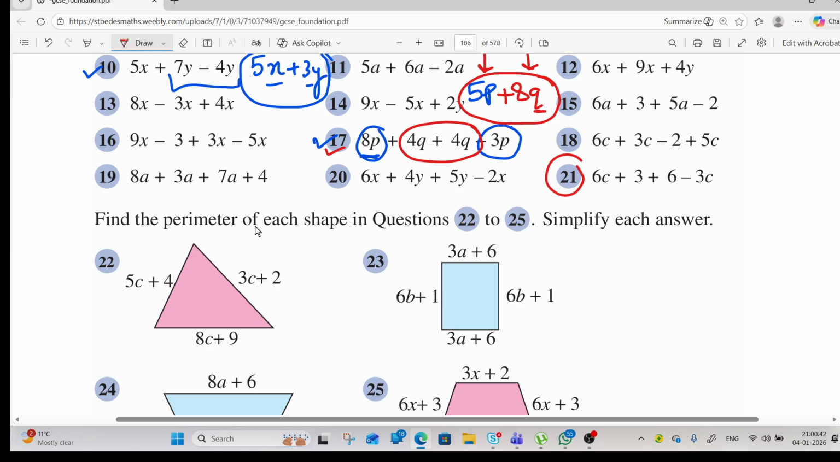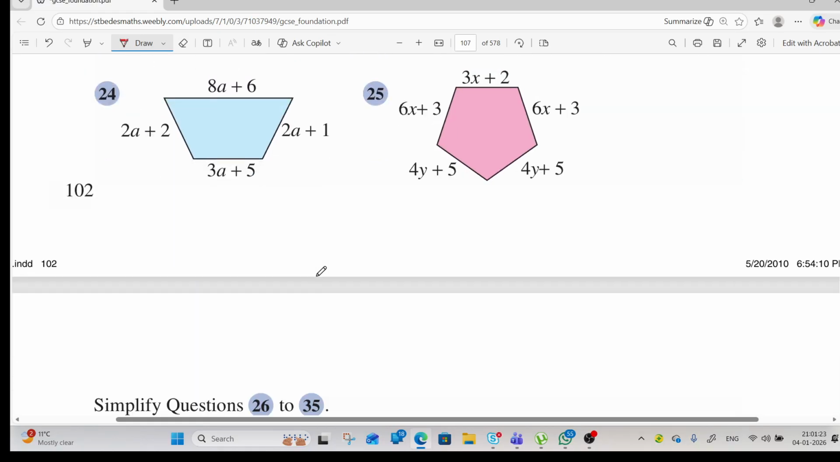Okay. Let's try 21. What is the like pair for 6c? 3c, very good. So you do this too, and so minus, 3c and 6c. 3 plus 6 is 9. So 9c. That's your answer.